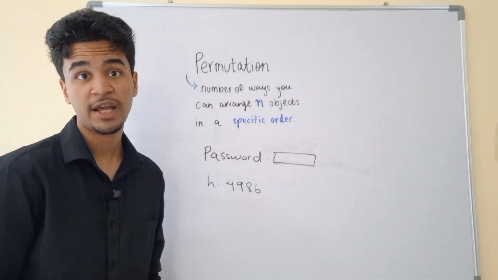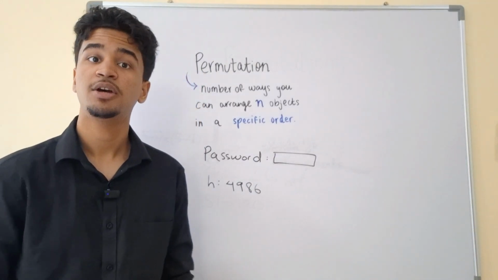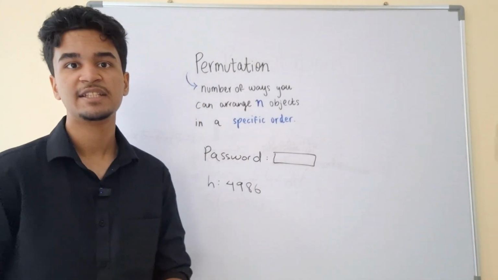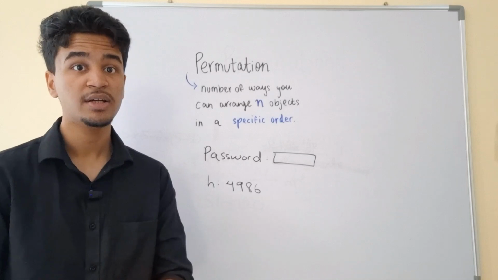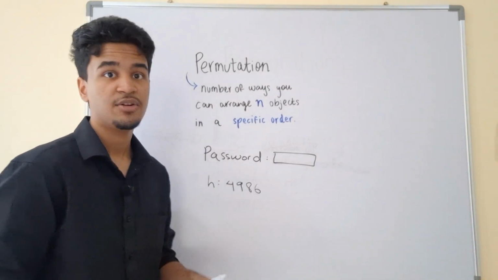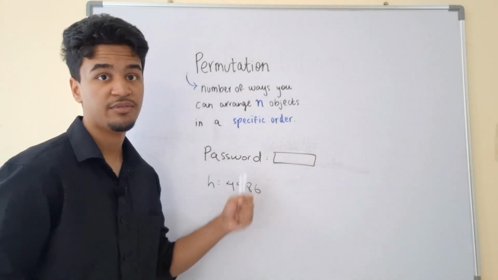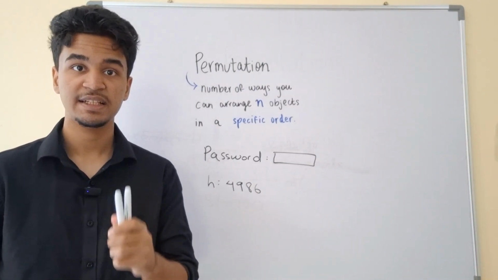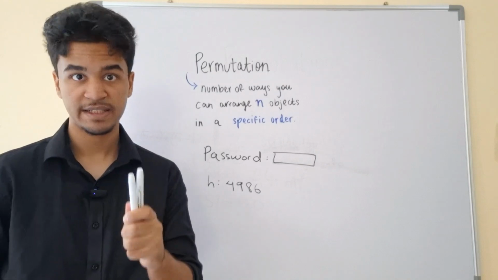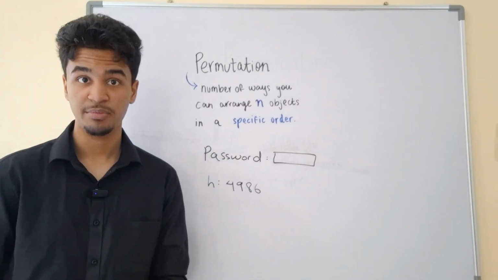Now, when you enter the password, obviously you're not just going to see the hint and say, oh, that password is 4986, let me just write 4986 and that should be the password. No, if you write this, it's most likely going to be wrong because the order was wrong. You're going to have to keep trying different arrangements of these digits to get the right password. This is an example where the order does matter. Just like that, the order always matters in permutation.